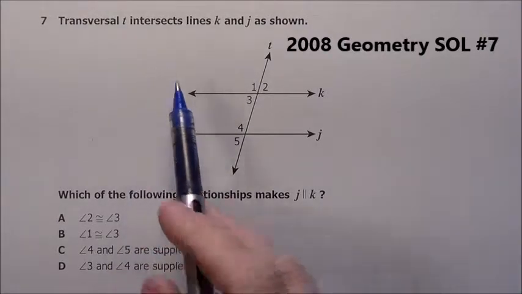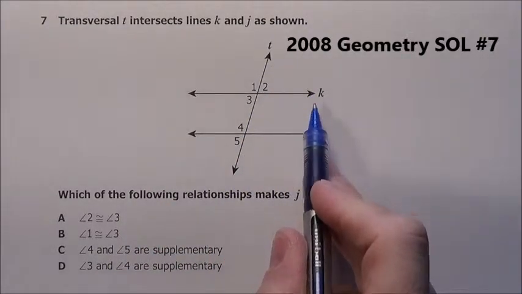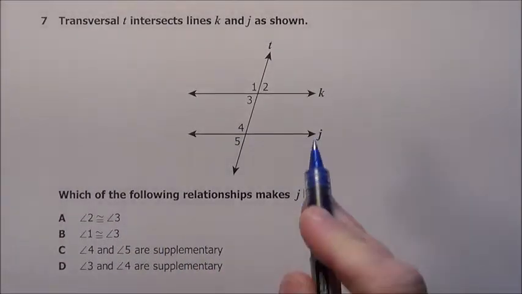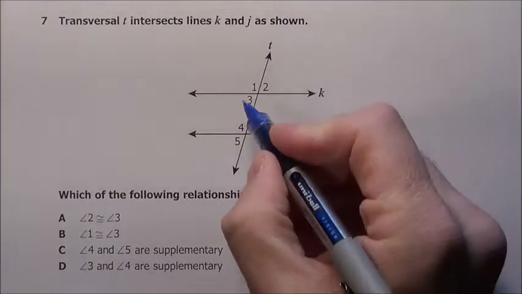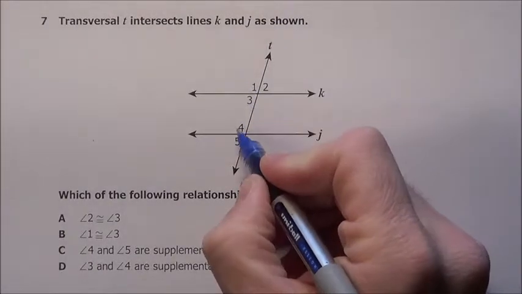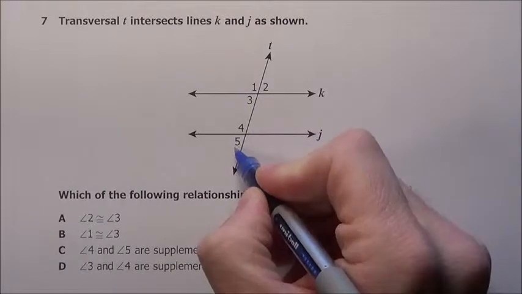Problem 7, it says transversal T intersects lines K and J. Which of the following relationships makes J and K parallel? To make these parallel, there's three things. Either we need corresponding angles to equal, that would mean 1 and 4 have to equal, or 3 and 5 would be equal.